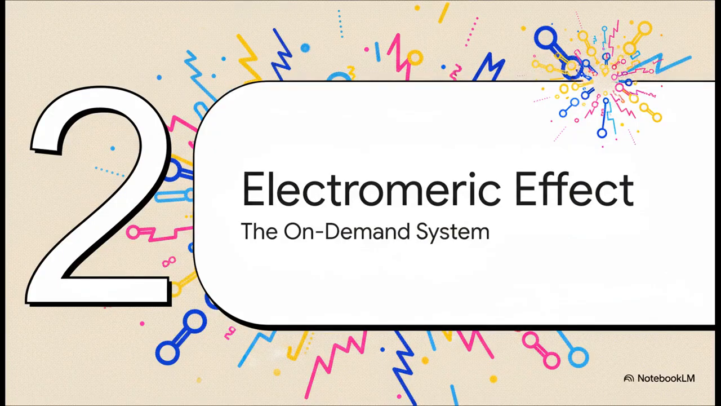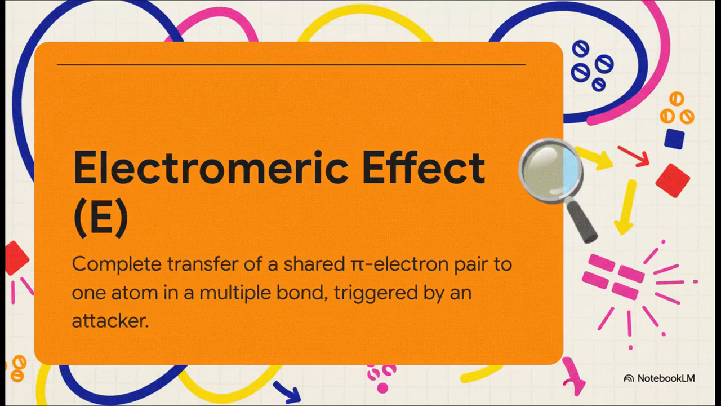All right, let's start with that active response. You can think of the electromeric effect as the molecule's on-demand reaction system. It's normally just sitting there dormant, but it springs to life the second it's needed. Let's really break this definition down. The key phrase to lock onto here is complete transfer. We are not talking about some gentle tug of war. Nope. This is one atom completely snatching a pair of pi electrons, which happen to be the most mobile electrons in the molecule. But maybe the most important part is the trigger. This only happens when another molecule, an attacking reagent, shows up. It is a purely reactive state.